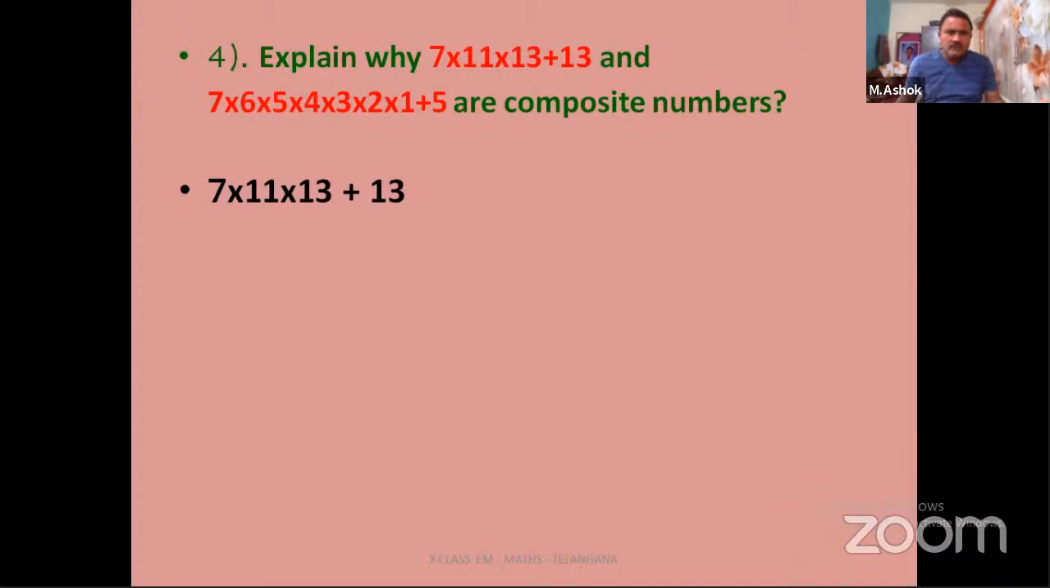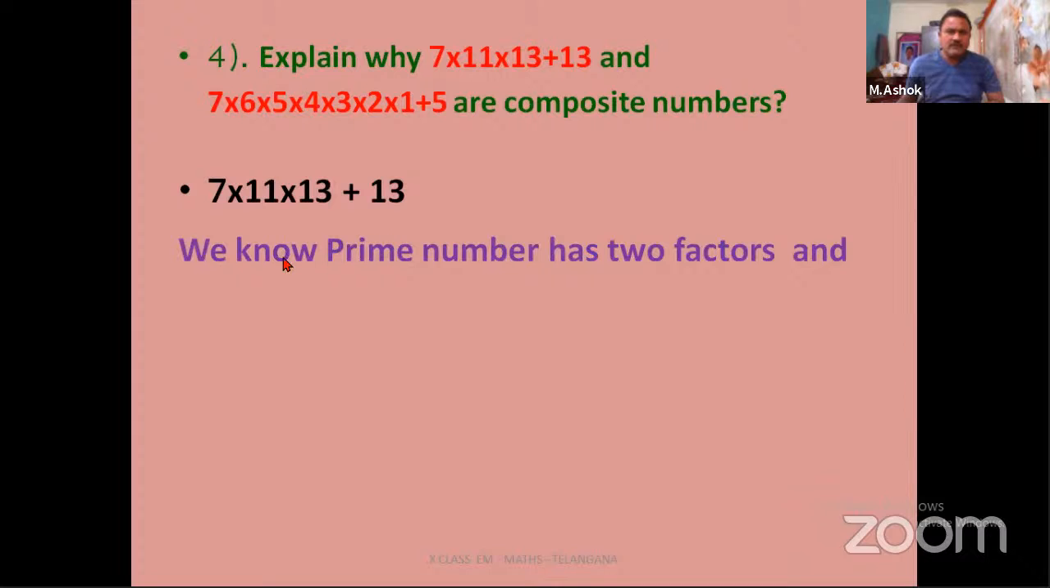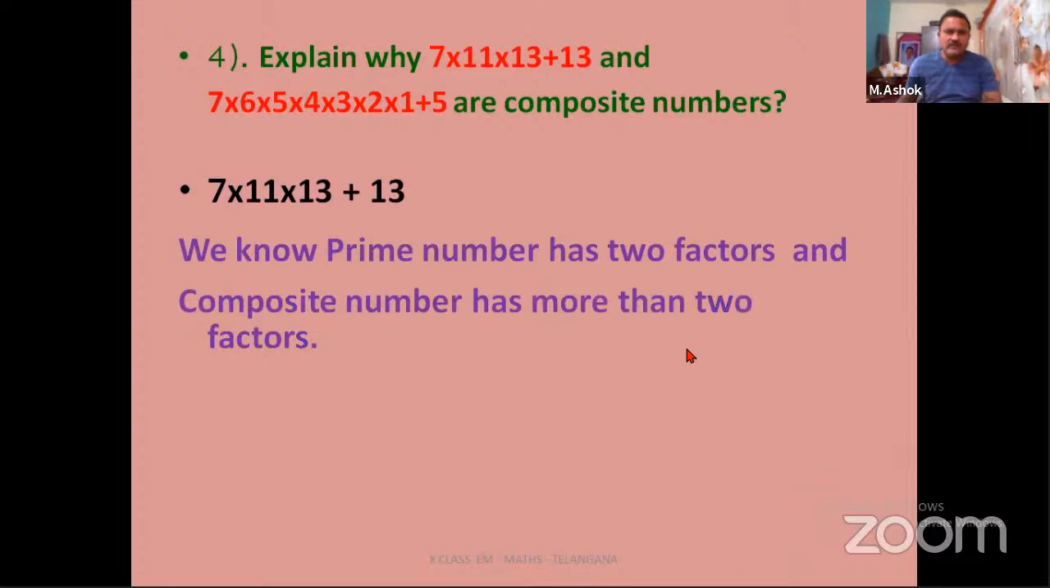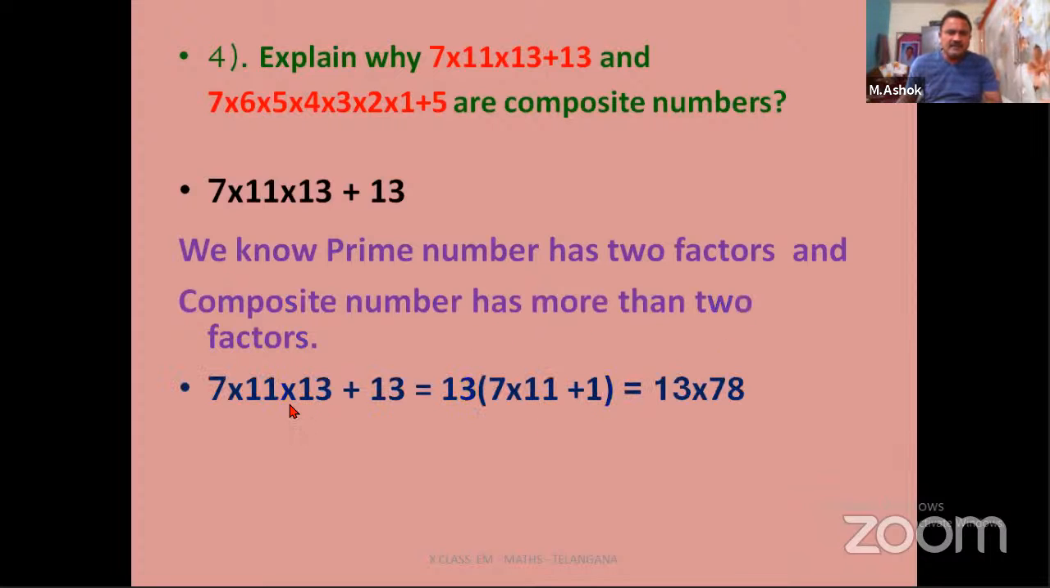Now it has 2 terms, 7 into 11 into 13 plus 13. In these 2 terms, 13 is common. We know a prime number has 2 factors and a composite number has more than 2 factors. So I am taking 13 common in this one. So 7 into 11 into 13 plus 13 becomes 13 into (7 into 11 plus 1). So 7 elevens are 77, plus 1 is 78.